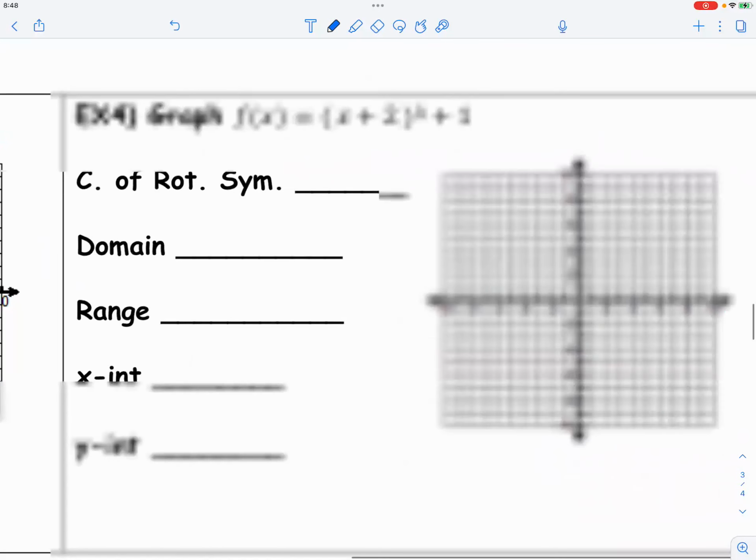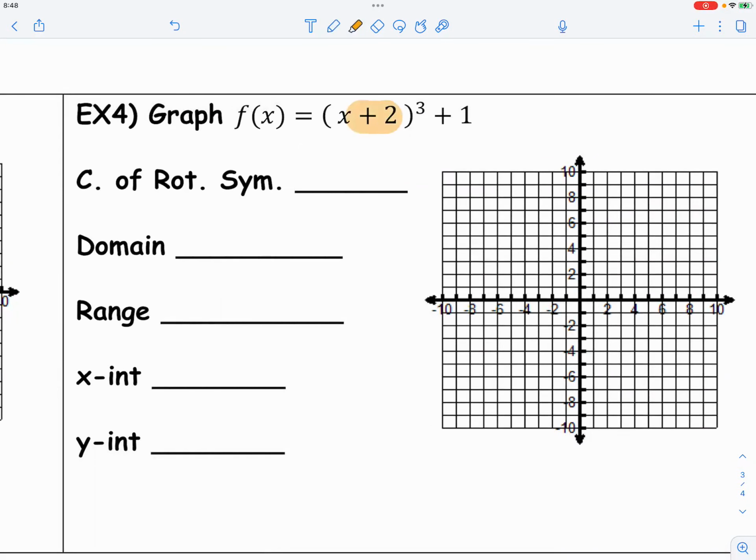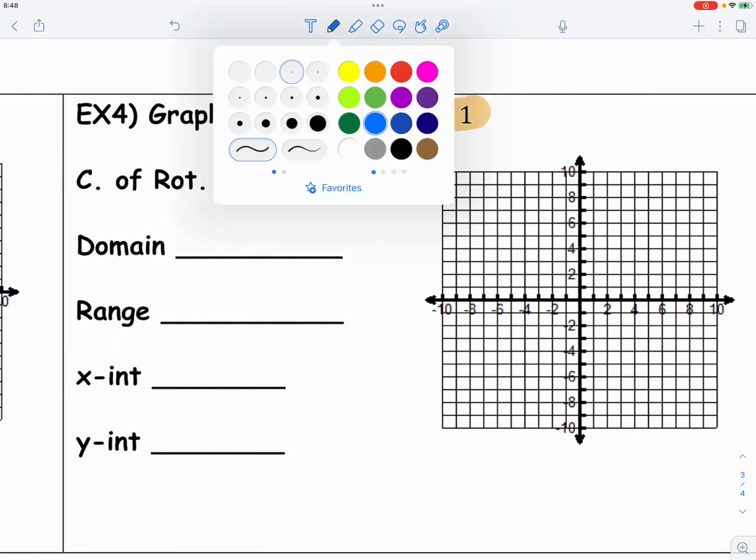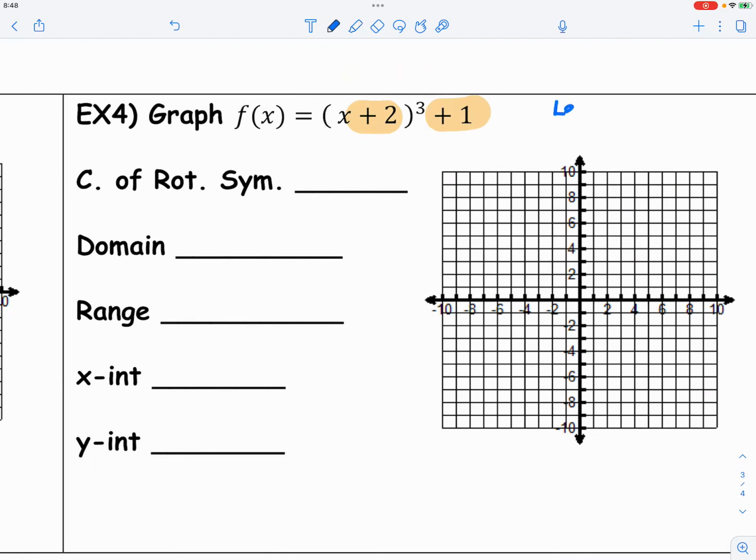What about example 4? There are two things right here. We have an x plus 2 inside the cube, and then we have a plus 1 outside of the cube. So what does the plus 2 mean? So we have left 2 units, and then the plus 1 means up 1 unit.